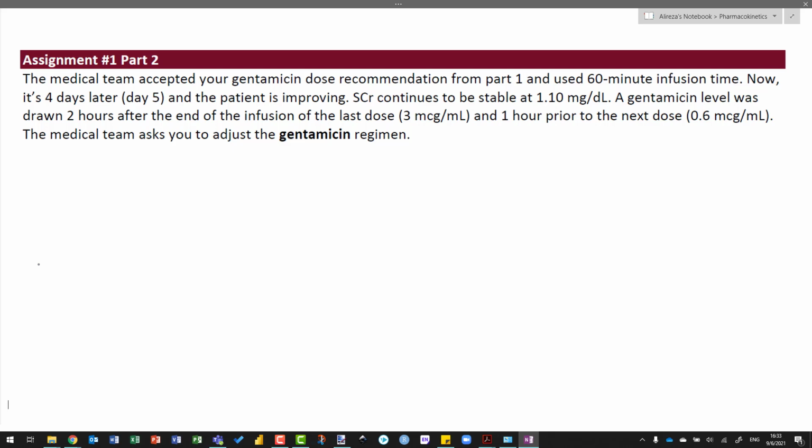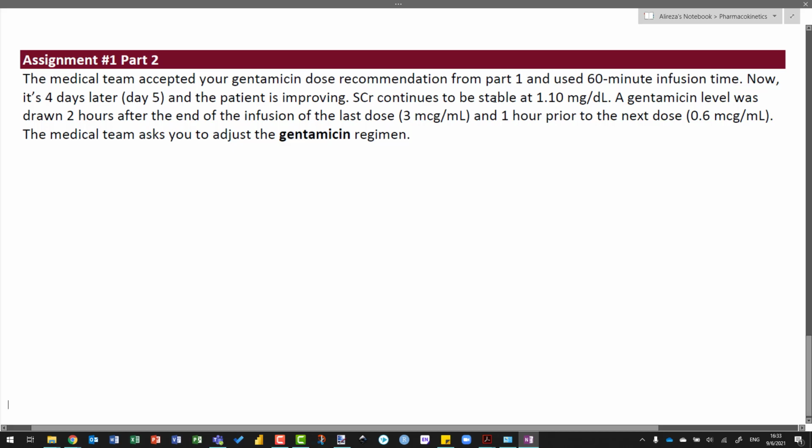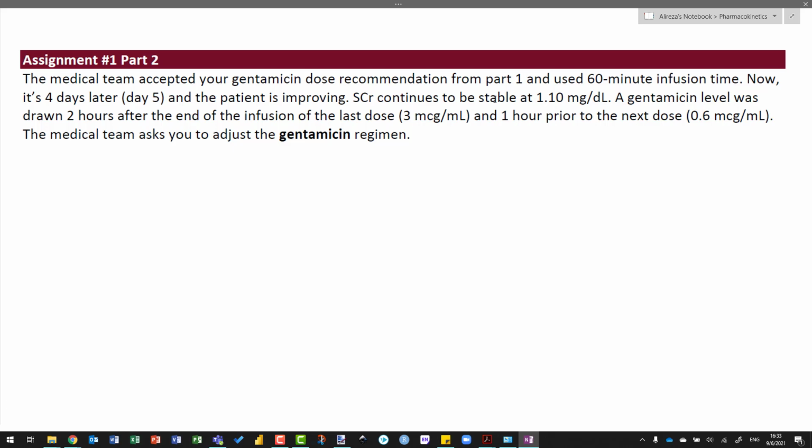The medical team asks you to adjust the gentamicin regimen, and this is, of course, if a change is needed. If you come to a conclusion that the current dose is appropriate, then your adjustment would be to continue what we did in the previous part, which would be 50 milligram IV every 8 hours over 1 hour. So now, it's always helpful to plot these levels to basically see what's going on.